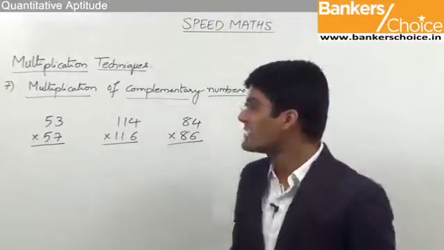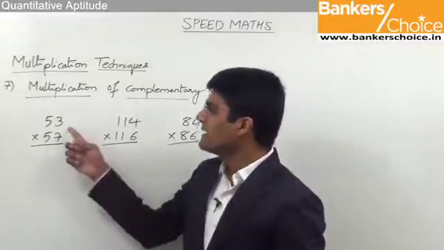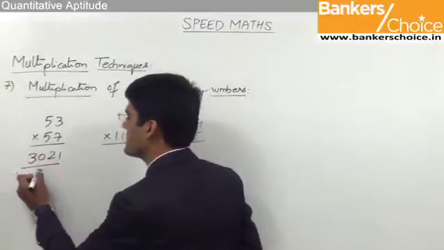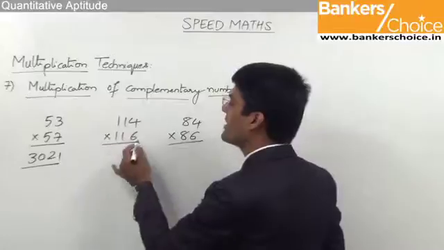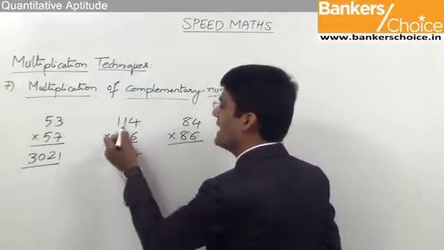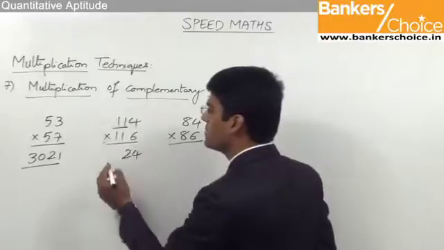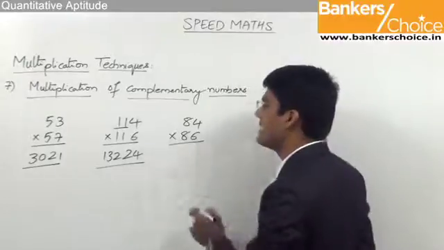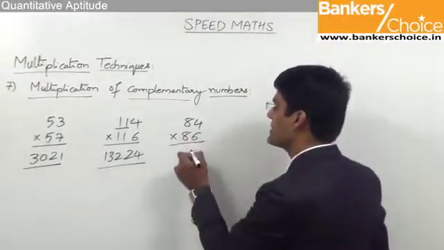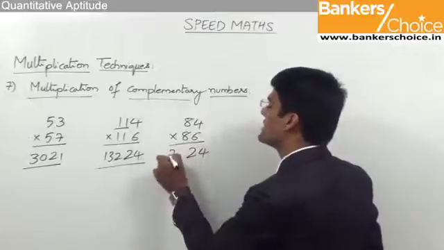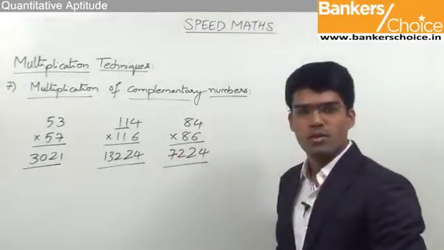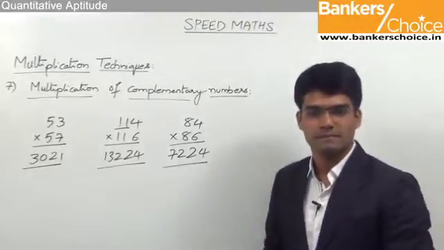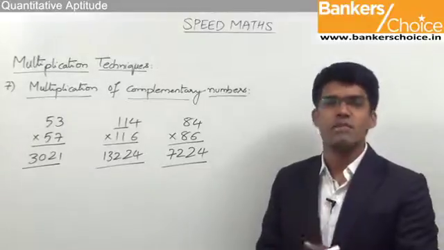So let us now see what are the answers for these 3 numbers here. 53 into 57. 3 into 7 is 21. 5 into 6 will be 30. So the answer is 3021. 114 into 116. 4 into 6 is 24. 11 into 12. 11 into 12 is 132. So the answer here is 13224. And the last one, 84 into 86. 4 into 6 is 24, 8 into 9 is 72. So these are the answers for the given questions. And as you can see here, each question hardly takes 2 to 3 seconds to get the answer. So try to use this concept wherever applicable.